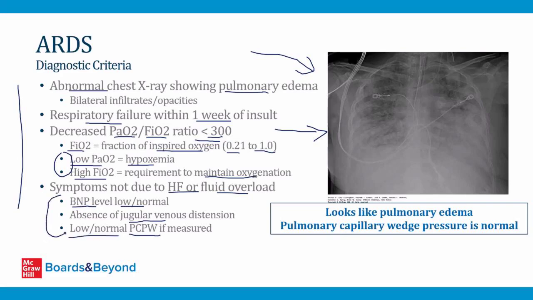Keep all these things in mind because they could ask you about this in a board question by showing you a patient with ARDS and asking which of the additional findings should be true. And it might be some of these findings here, things that need to be absent for the patient to have ARDS. And then I've summarized the key point about this X-ray on the slide here. It looks like pulmonary edema, which it is, but the pulmonary capillary wedge pressure is normal or low. It's not high like it would be in heart failure.